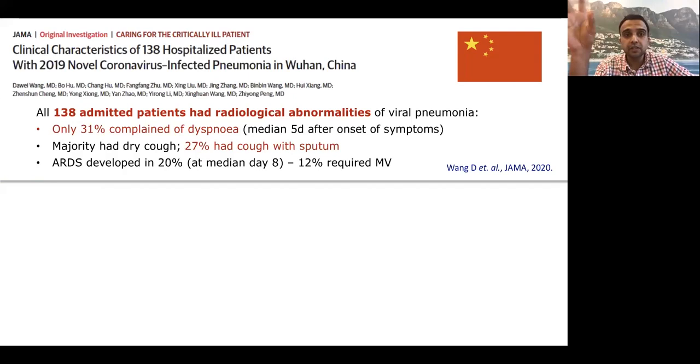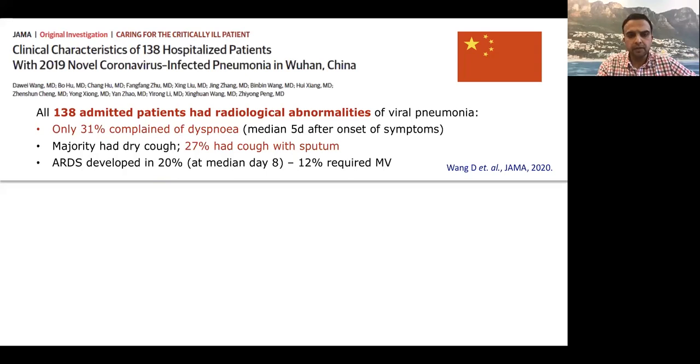But this sick group of patients, only 31%, only a third of them complained of being short of breath. It's amazing. And if you look at the major thing that we often say, that patients with SARS-CoV-2 have dry cough, but in this cohort, a third actually had sputum production as well. And ARDS basically develops in about 20% of patients, with 12% requiring mechanical ventilation.